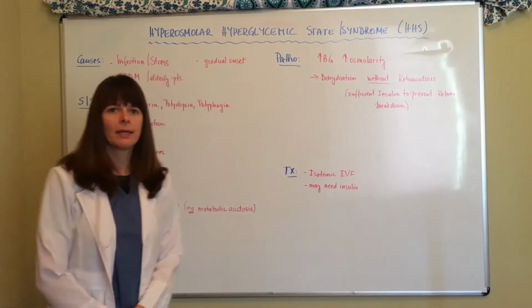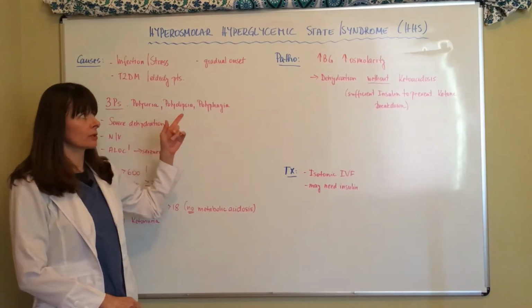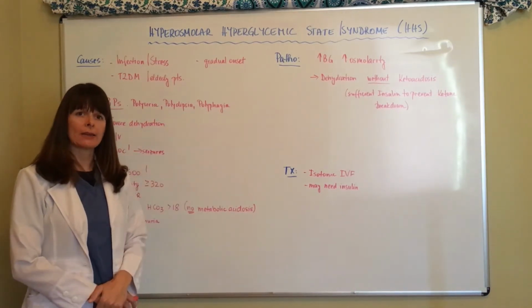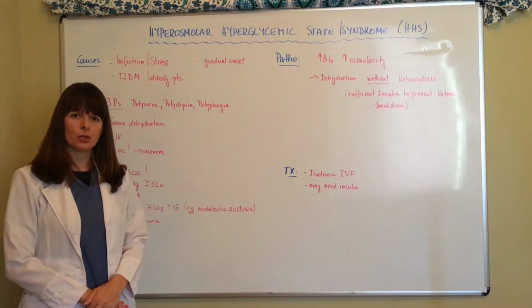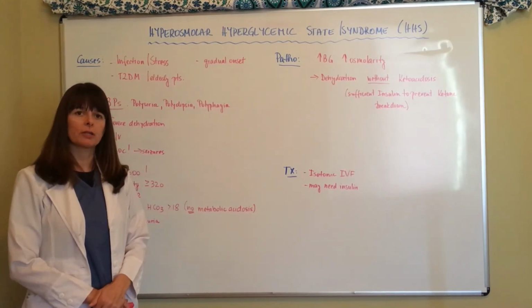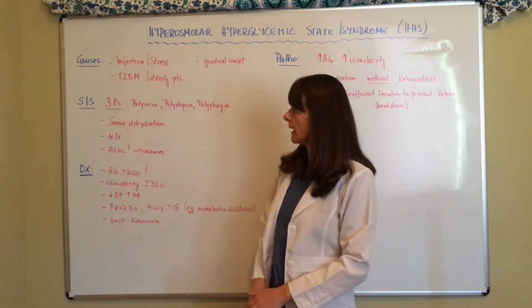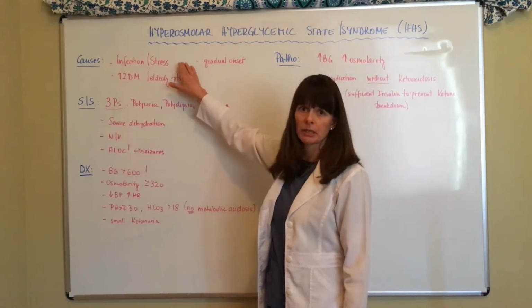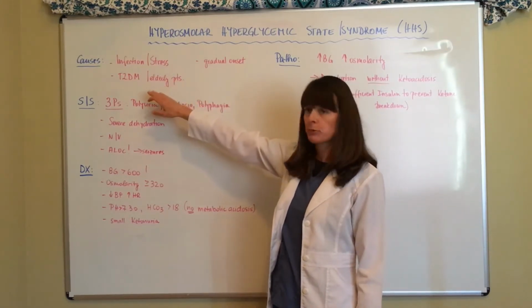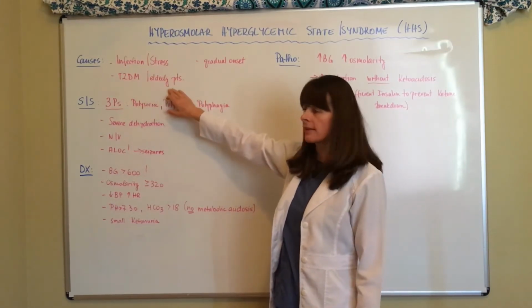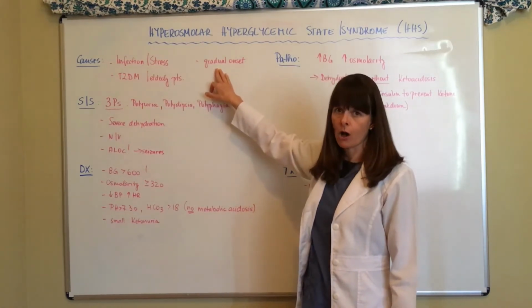Today's topic is hyperosmolar hyperglycemic state or syndrome, also called HHS. This is usually a complication that happens to patients who are type 2 diabetics. Most likely the cause is going to be infection or stress. Type 2 diabetes, like I said, as well as elderly patients are at higher risk, and it's usually gradual onset.